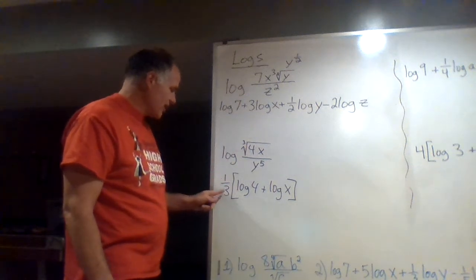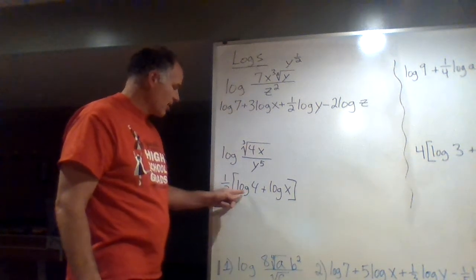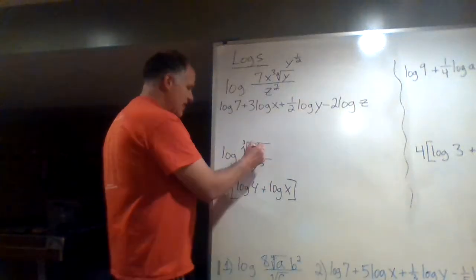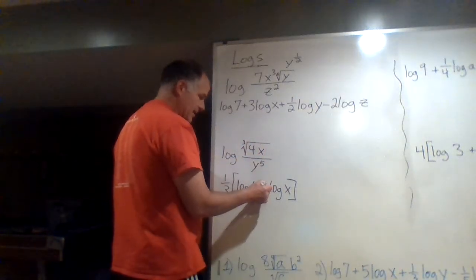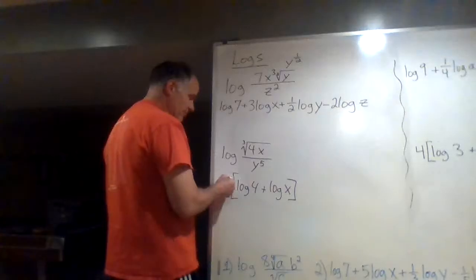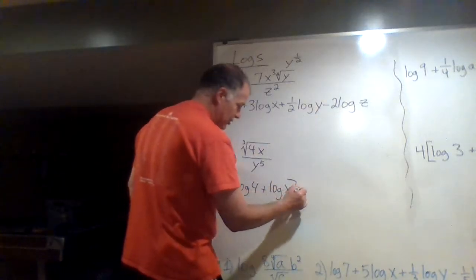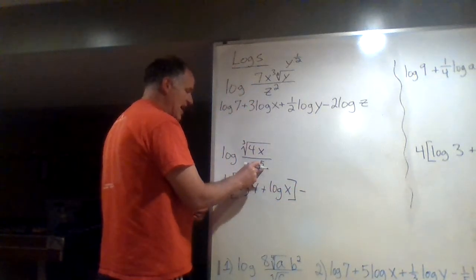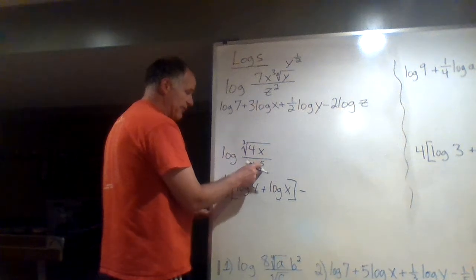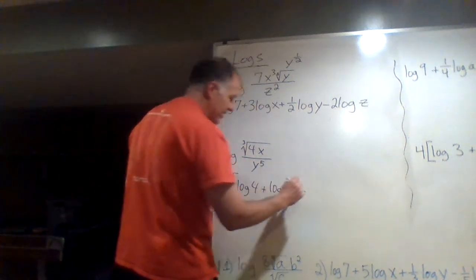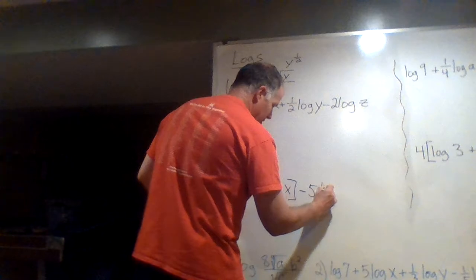So the cube root of bracket log 4 plus, again, these are multiplied, so plus. This is my numerator. Now I go to the bottom, so now I'm going over the minus, and then 5 log y, right? That power 5 in front of log y.